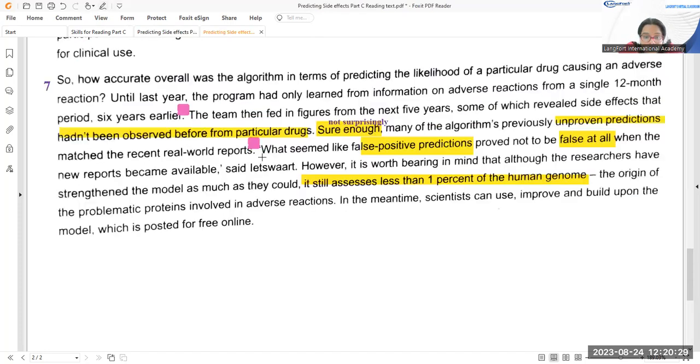Okay, I can see many of you chose the last option, but it is C. Right now it only has 1%, but in the meantime, scientists can use it. If we don't trust something, will we use it? No, they can use it. They can improve it, make it better, and build on it. That's it. He never said that we don't trust it. We can use it, we can improve it, and we can build on it, because it's available for free online.